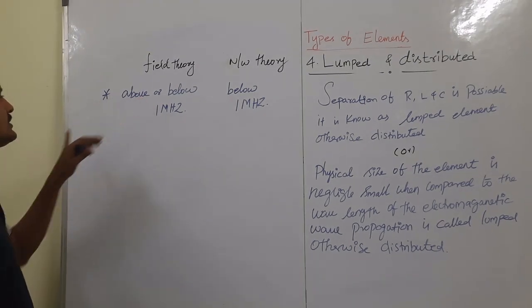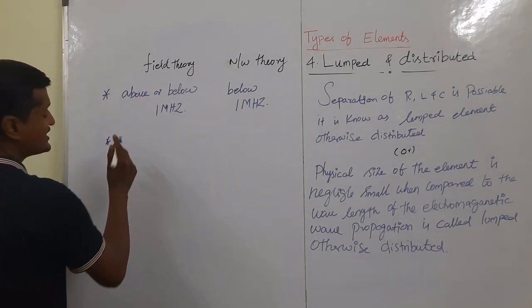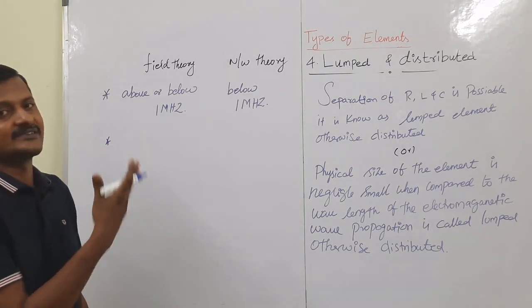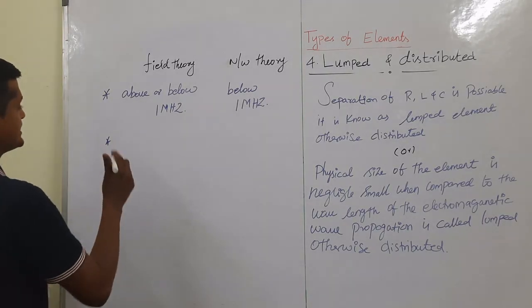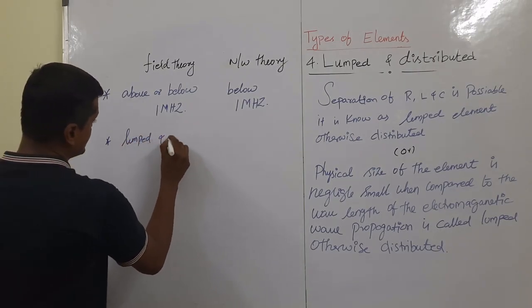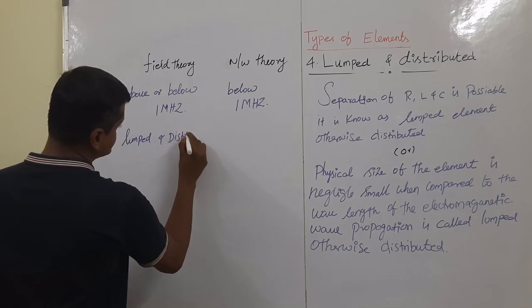So field theory may be a lumped network as well as a distributed network. So field theory consists of lumped and distributed.